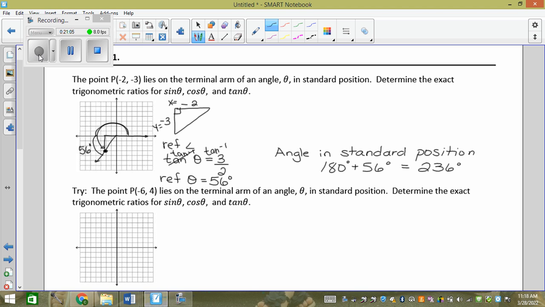Now I want my trig ratios. What am I missing in order to get my trig ratios? r. So I have to use the Pythagorean theorem. I'm going to get r squared equals negative 2 squared plus negative 3 squared. So r squared equals 4 plus 9. r squared equals 13. Then I take the square root.